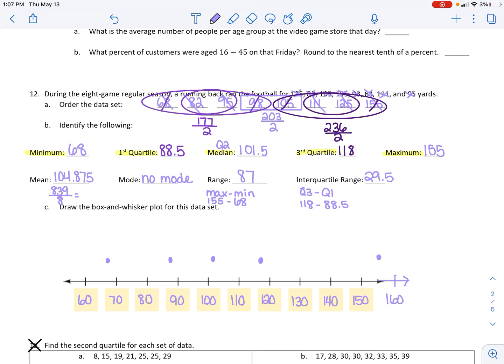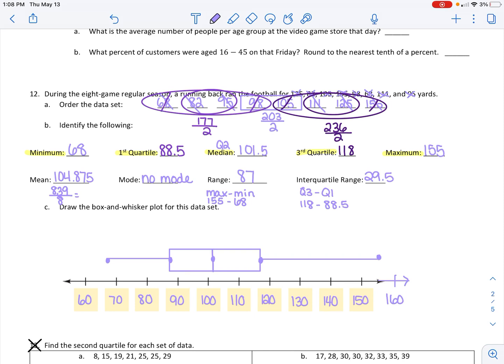So I have all of my points on the outside. So my first to my second, and then my fourth to my fifth. Let me redraw that. We have our whiskers. And then in the middle, we have our box around those middle 3 data points here. There we go. And then I'm going to draw a line right at the median. So that is my box and whisker plot.